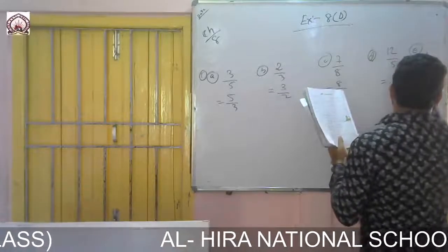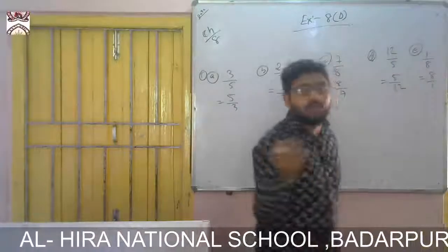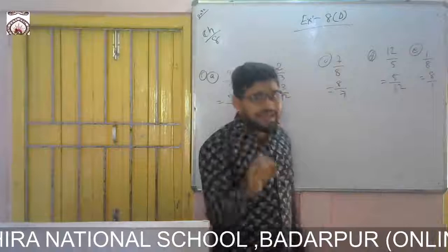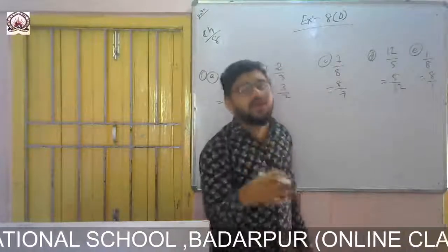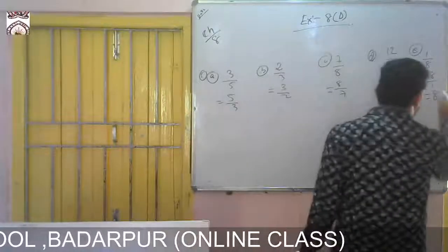1 by 8. Actually what is it? 8 by 1. So 8 by 1, what do we write generally? It is 8. For 1 by 8 we need to write 1 by 8, but 8 by 1 we can write what? 8. 8 by 1 means 8. So I can directly write 8. Okay.